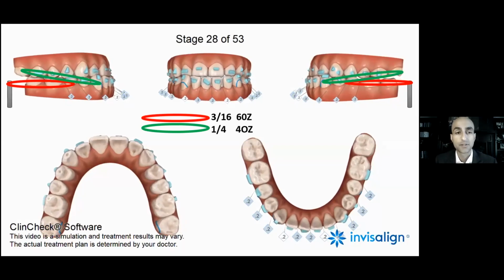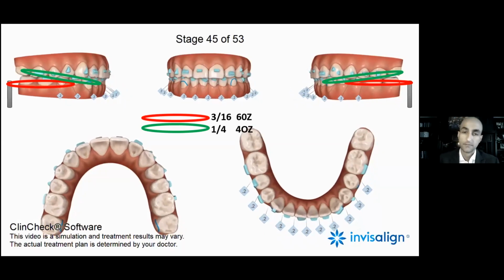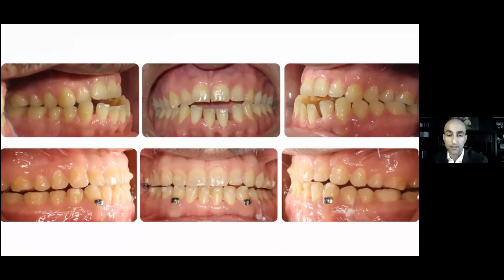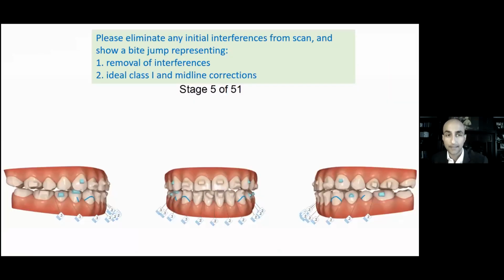So the bite was a little bit too tight from, first of all, not enough class 3 correction, but second of all, the curve of Spee was not flattened all the way. So in refinement, what you're going to notice here is that we're going to eliminate the interference to close the posterior open bite, which is representing arch coordination and also removal of the interference. So arch coordination from class 3 elastics, and then also removal of the interference. So this is his progress and his ClinCheck.